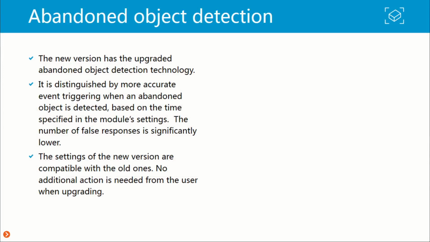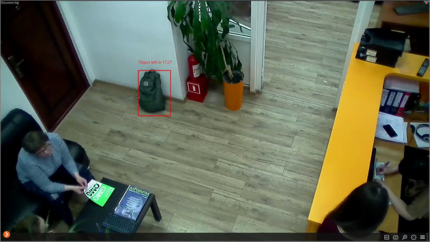As you can see, the updated technology is used. This technology is more accurate and it reduces the amount of false alerts. But despite this module having an absolutely new algorithm, the settings and configurations are left the same. So if the person has been using our previous version of abandoned object detection, he will not even understand the difference apart from this module working much better and more accurately. This module works better in different lighting conditions.